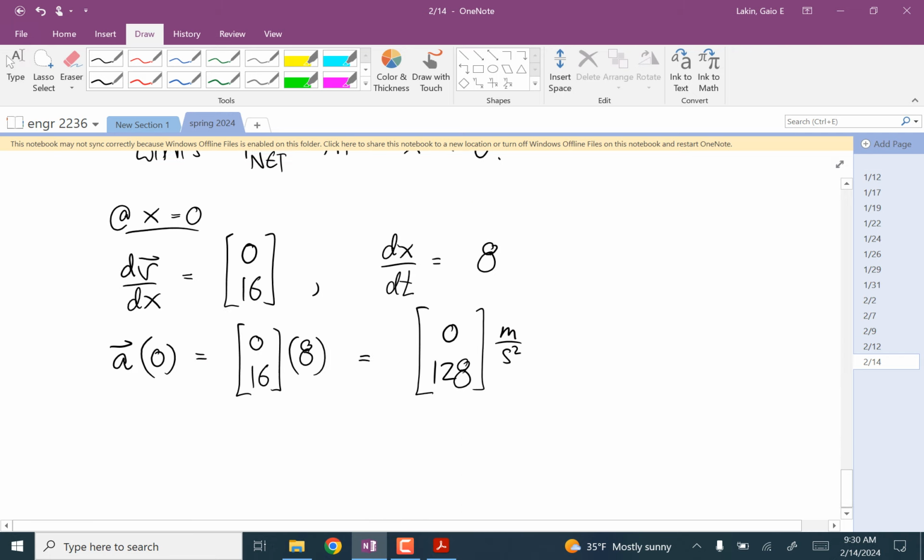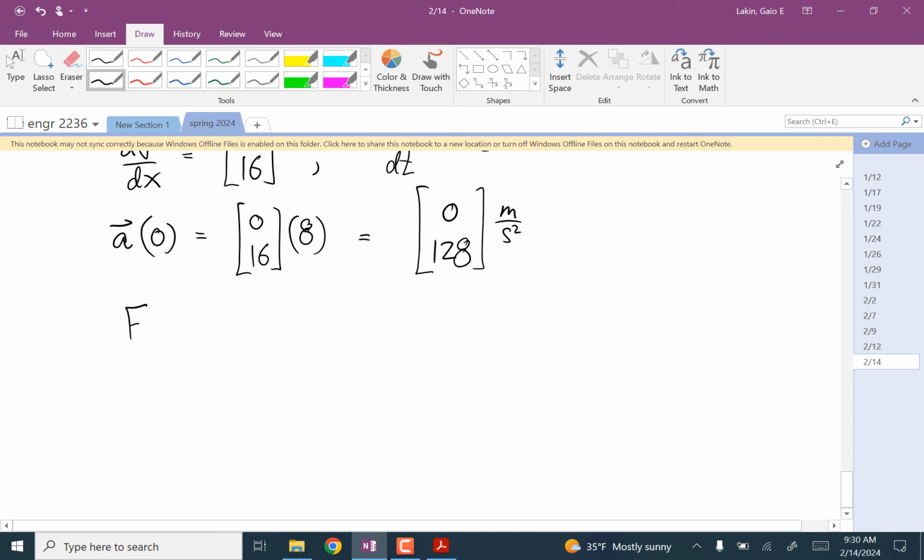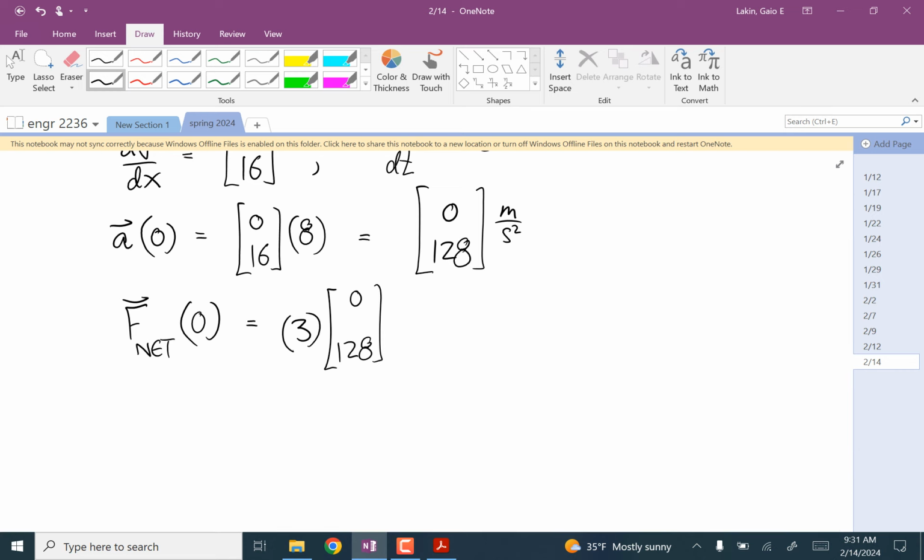And now that you have that, F net at x equals 0 is the mass of 3 times 0, 128. So that's, what am I doing? 300. 0, 384. Okay.